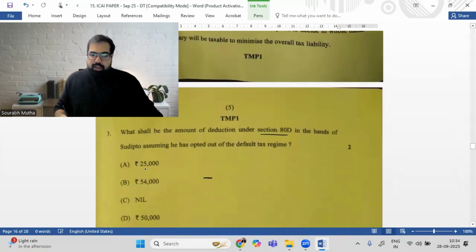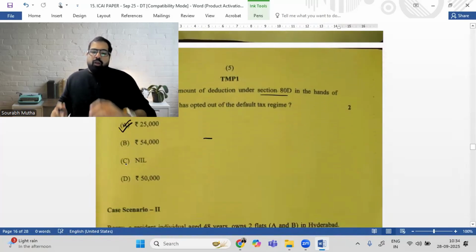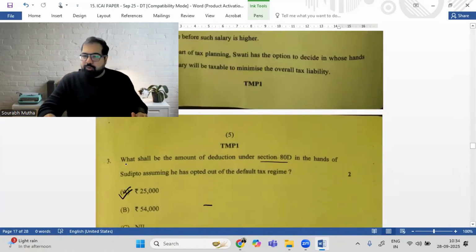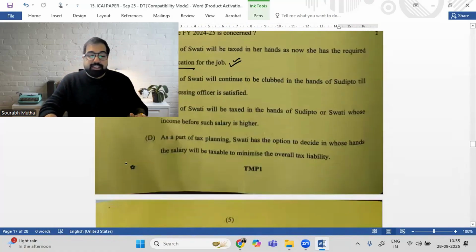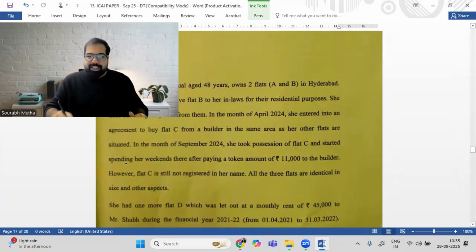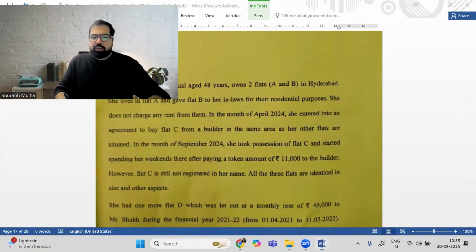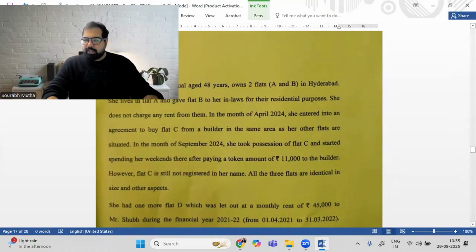Let's see the options, guys. This option is 25,000. This brings us to 2 marks, plus 2 marks, plus 2 marks, 6 marks closer to our dream of clearing the exam well. We'll go to the next scenario. Again, we'll do the same thing. We'll first see the option before we go to the case scenario.